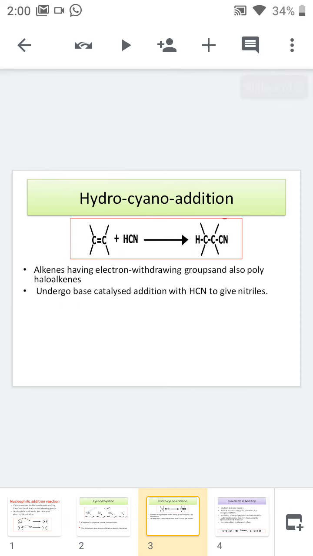Then the next example, hydrocyano addition, in which hydrogen cyanide, HCN, is added to the multiple bond. For that, our alkene must have electron withdrawing groups, or it contains polyhaloalkanes, and these starting materials undergo base catalyzed addition with HCN to give a nitrile as the final product.